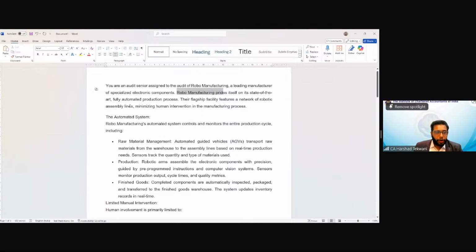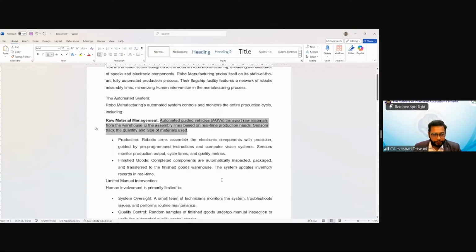So, Robo Manufacturing's automated system controls and monitors the entire production cycle. First, raw material management: automated guided vehicles transport raw material from the warehouse to the assembly lines based on real-time production needs. Sensors track the quantity of the raw material required. Okay. Second, production.